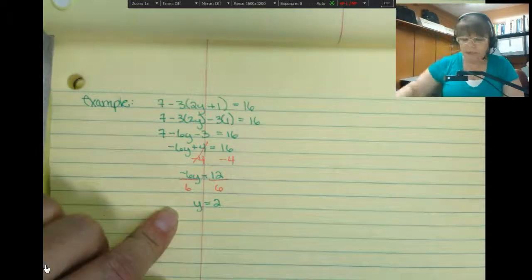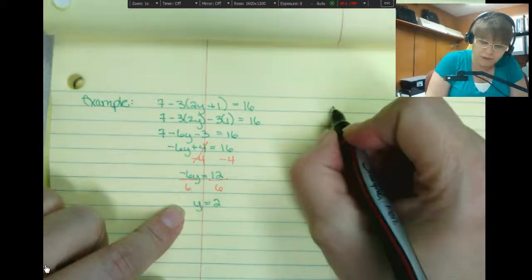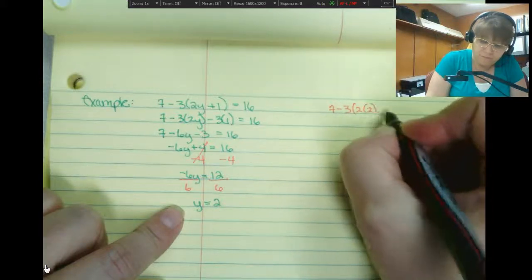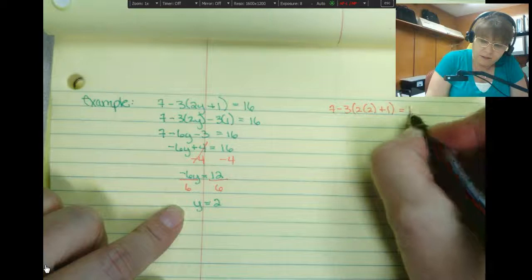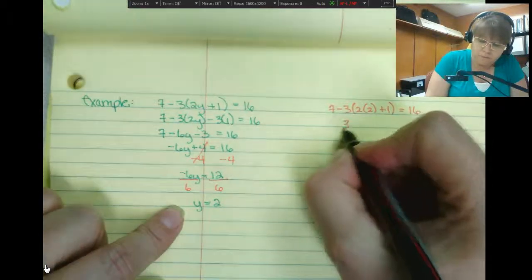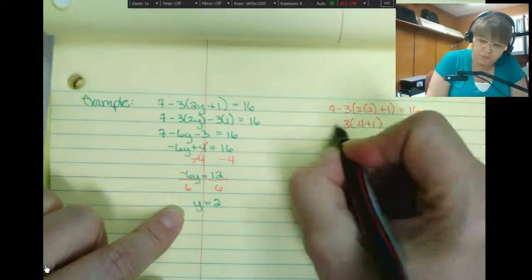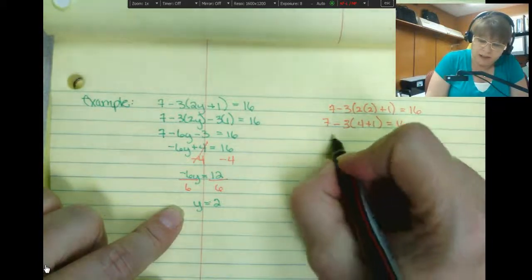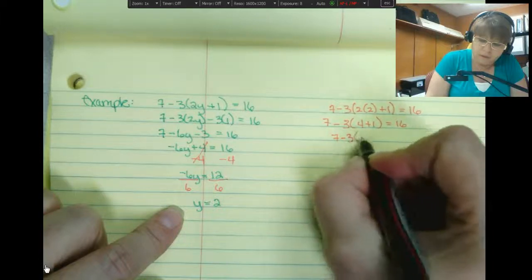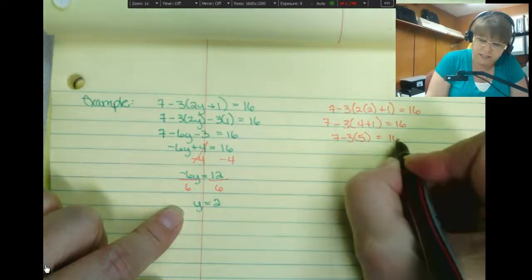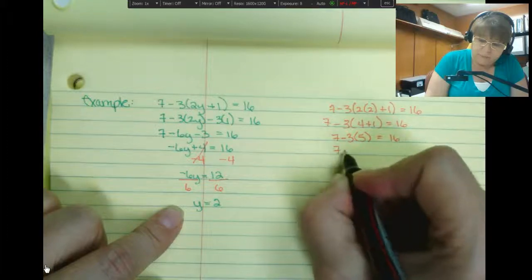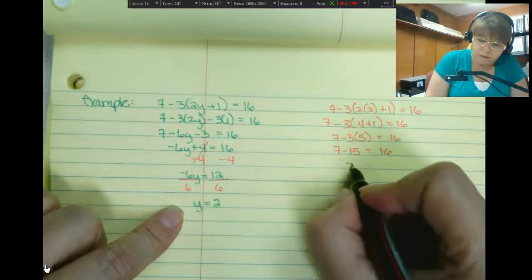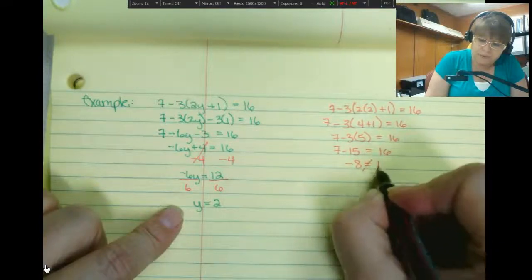So I'm going to plug 2 back into the original equation. And work this problem. 2 times 2 plus 1, minus 7 equals 16. 4 plus 1 is 5. 7 minus 3 times 5 equals 16. 7 minus 15 equals 16. Minus 8 does not equal 16.